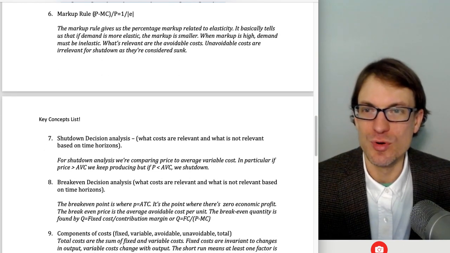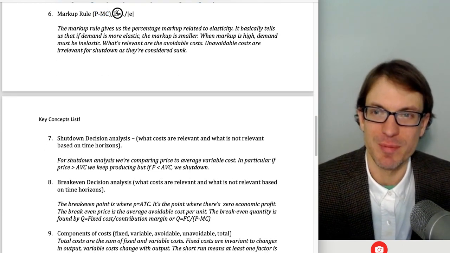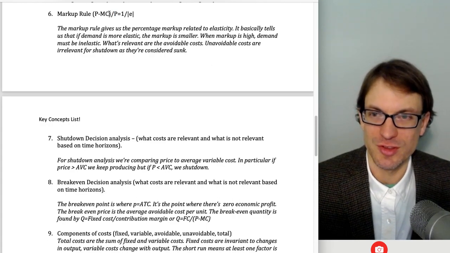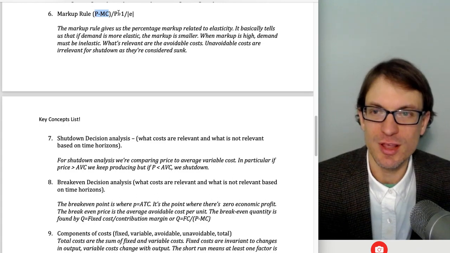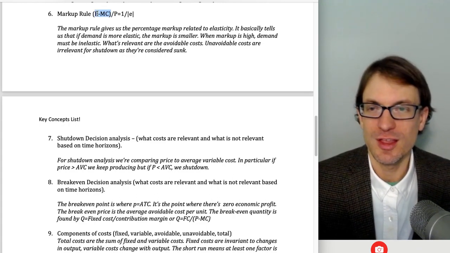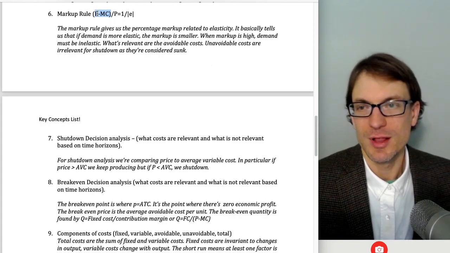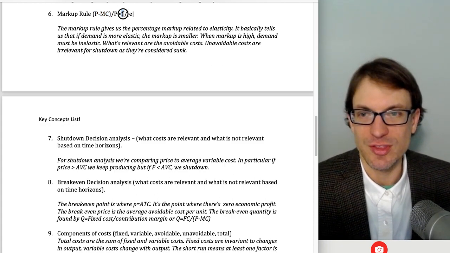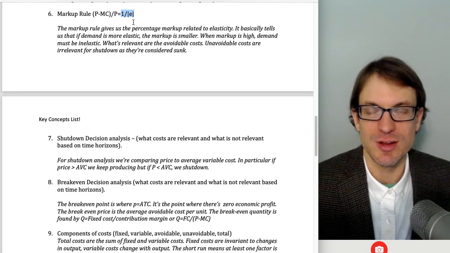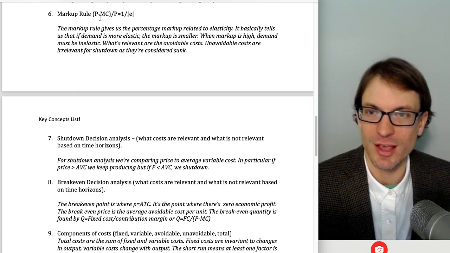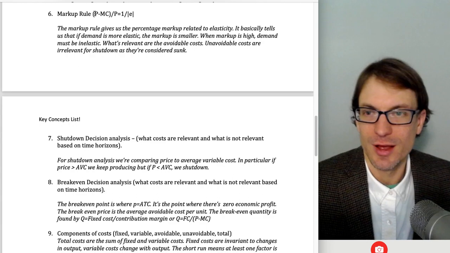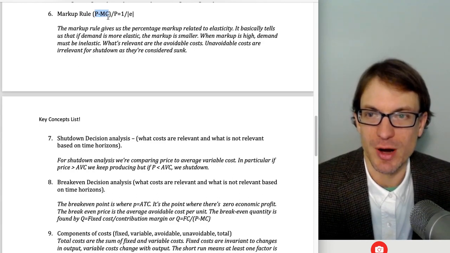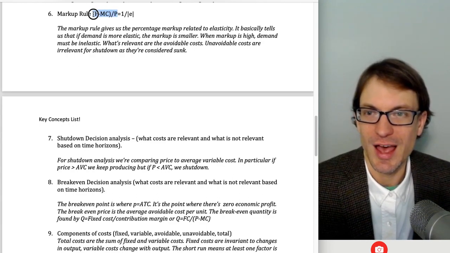All right, so the markup rule. The markup rule is price minus marginal cost divided by price. So the markup is price minus marginal cost. That's the contribution margin, and dividing by price tells us what percentage of the price is the markup. And then you set this equal to 1 over the price elasticity of demand. Just looking at this rule, suppose we have perfect competition. So price equals marginal cost. So you get a 0 here. How do you get a 0?